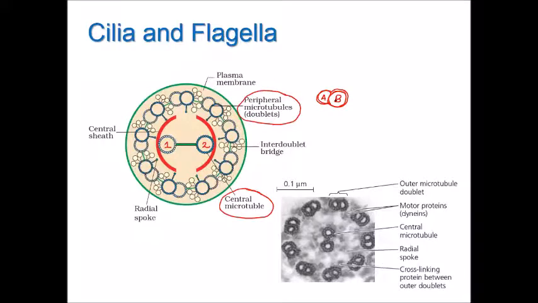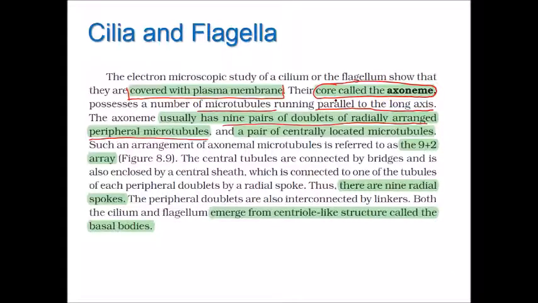Now, we'll go back to this. So there are 9 pairs of radially arranged microtubules and a pair of centrally located microtubules. So you can say that there are 9 on the surface and 2 in the middle. That is why this arrangement is called the 9 plus 2 arrangement of cilia and flagella. So what does this number 9 represent? 9 represents peripheral microtubules, which are doublets, 9 doublets, and a pair of central microtubules, that is 2 microtubules here.